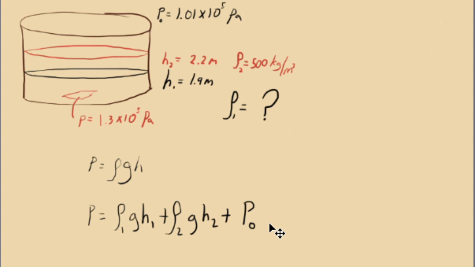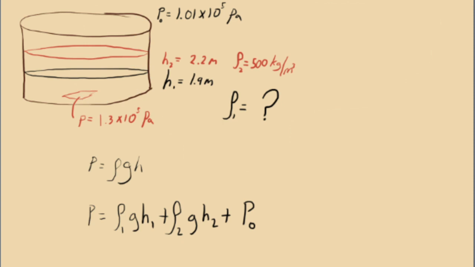But the problem with air is that its density is going to change with height. So we're just going to use the 1.01 times 10 to the 5 pascals for atmospheric pressure. So we have the sum of each component that's contributing to this pressure at the bottom of the tank.